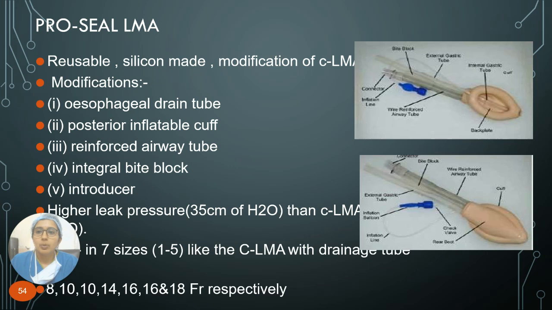Then we have a ProSeal LMA, a reusable silicone-made modification of CLMA. Modifications include esophageal drain tube, posterior inflatable cuff, reinforced airway tube. It has an esophageal drain tube, posterior inflatable cuff, reinforced airway tube, integral bite block, and an introducer. It can be used with high positive pressures.